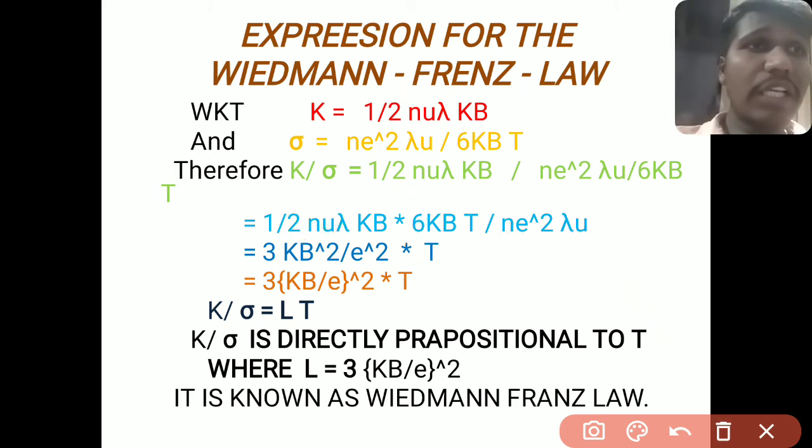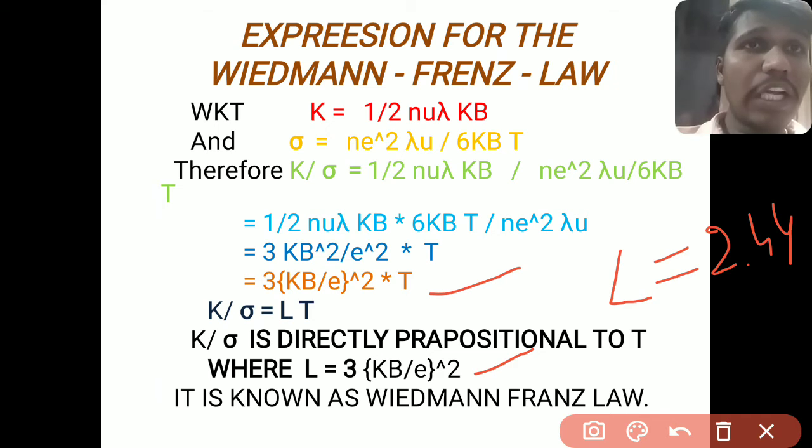So we get the equation 3 kB square divided by e square into T. That is, 3 into kB divided by e, whole square, into T, where L is the Lorentz constant. So the Lorentz constant is defined as 3 into kB divided by e, whole square. Substituting the Boltzmann constant value and the charge of the electron, we get the value 2.44 × 10^-8.